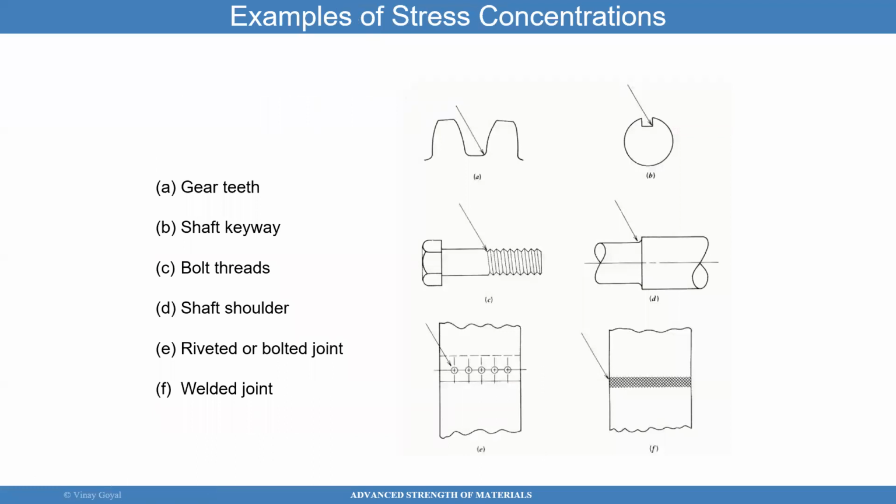Other examples of stress concentrations are shafts with keyways, as you can see here in B, and gear teeth in A. I've seen cracks initiate from locations like this, by the way, in real life. Bolt threads can actually start cracking at these locations. Then there are shaft shoulders, riveted or bolted joints, and welded joints like this.